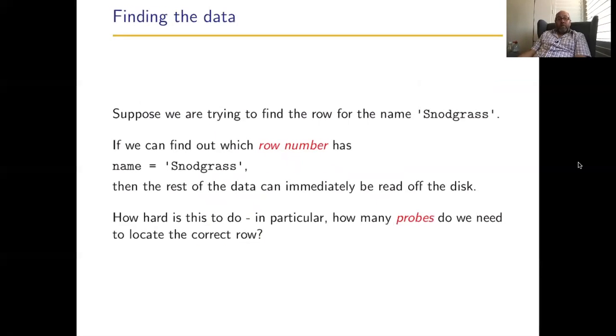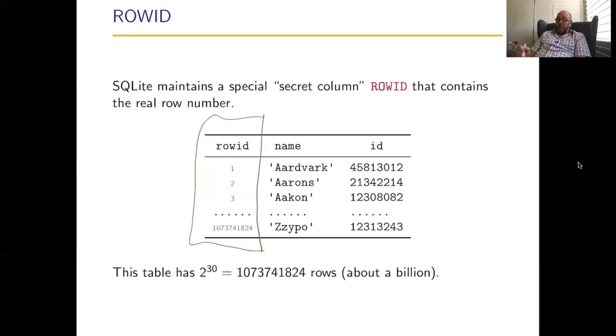So we're trying to look up the name for Mr. Snodgrass. If we can find out which row number has Snodgrass as the name field, then we can immediately read the data straight off the disk. Because of course, SQLite will always keep track of where on the disk is the information for rowid 2, where on the disk is the information for rowid a billion. It'll keep an array of disk locations or pointers, and so given the row number, we can very quickly find the rest of the data.